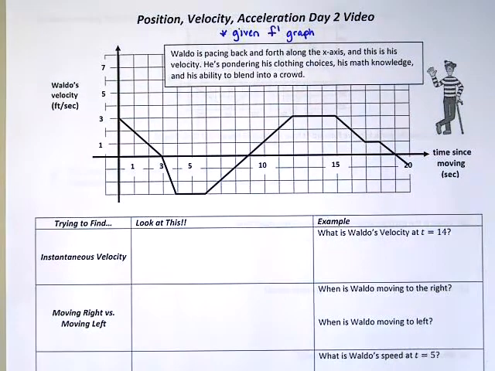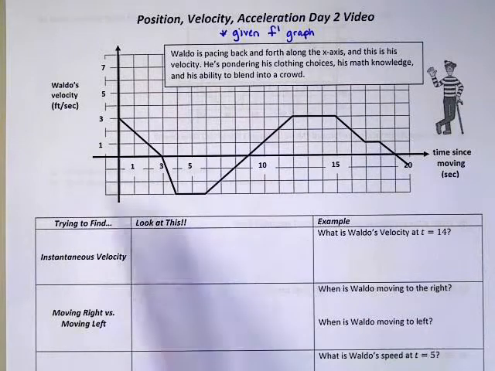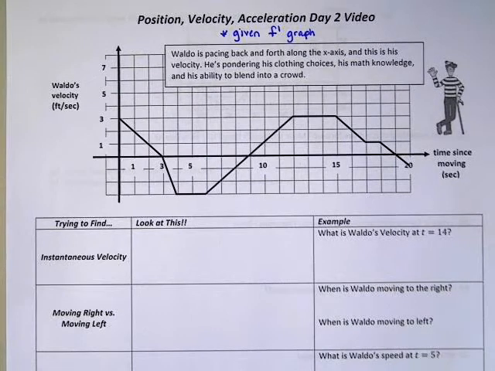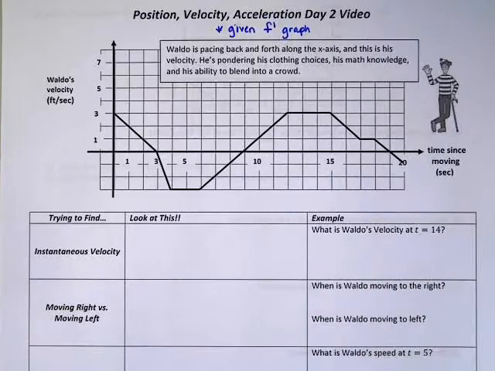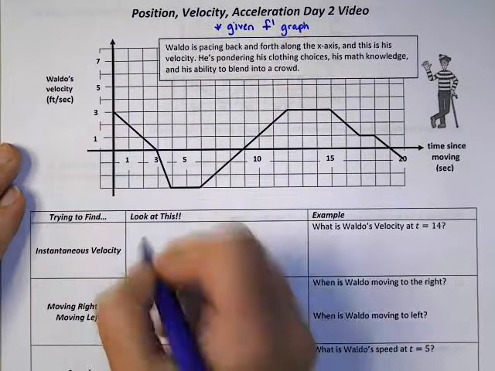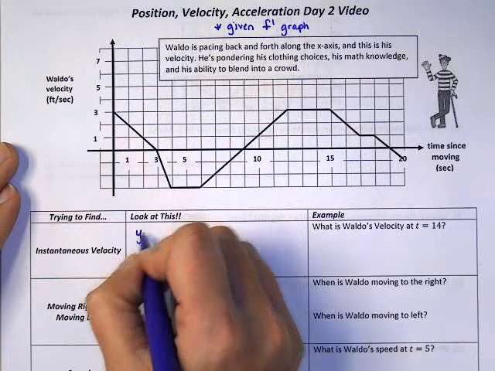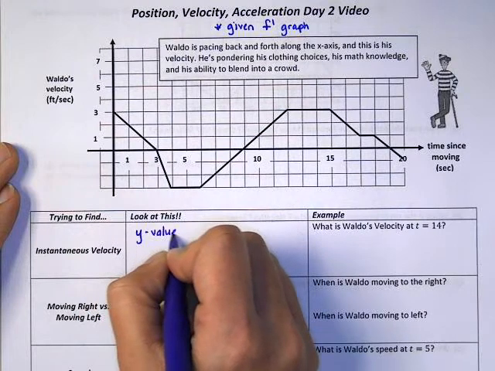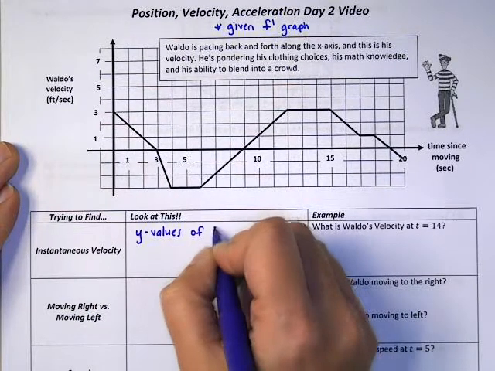So what we've given here is the graph of the velocity, and we are going to be asked to answer the following questions using that graph. So what we'll do is we'll talk about what do you look for, and then do an example problem for each one. For example, if you are trying to find instantaneous velocity, and you've been given the graph of velocity, then all that you're going to look at is the y values of the graph.